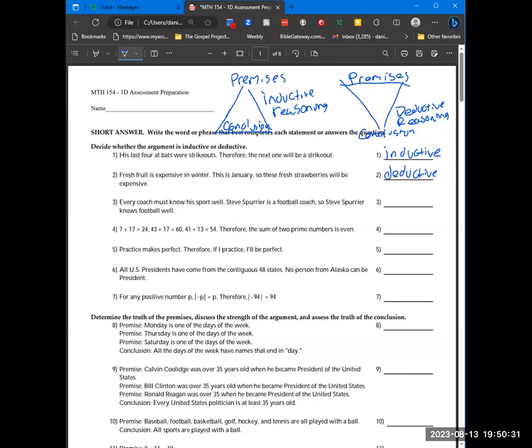Every coach must know his sport well. Steve Spurrier is a football coach, so Steve Spurrier knows football well. This is deductive. You can see it follows much the same pattern that number 2 did, only it's about coaches and specifically football coaches. And then Steve Spurrier is a football coach, so he must know football well.